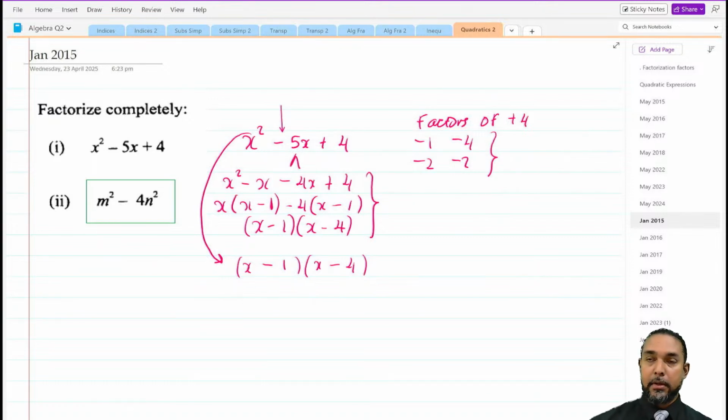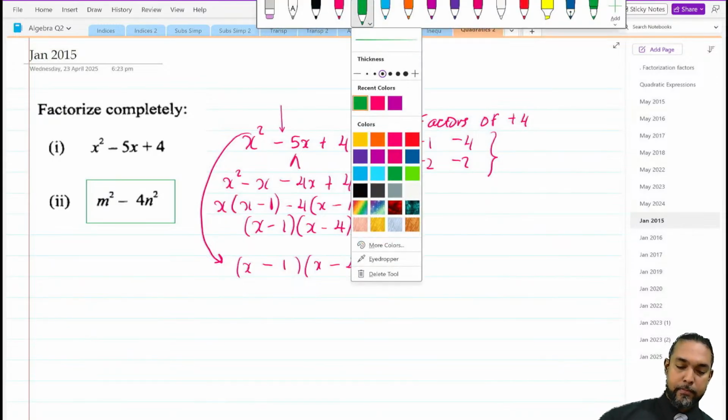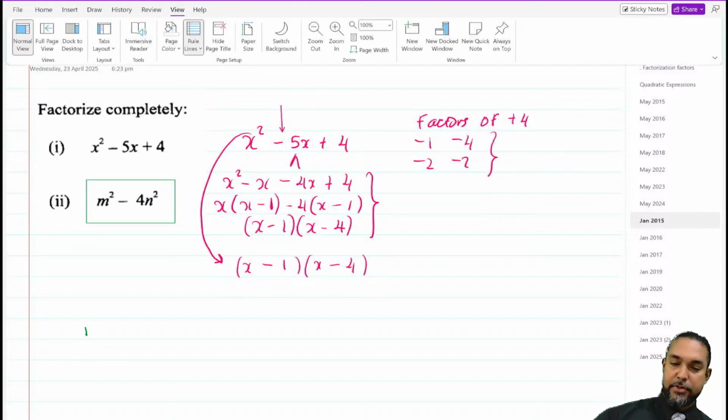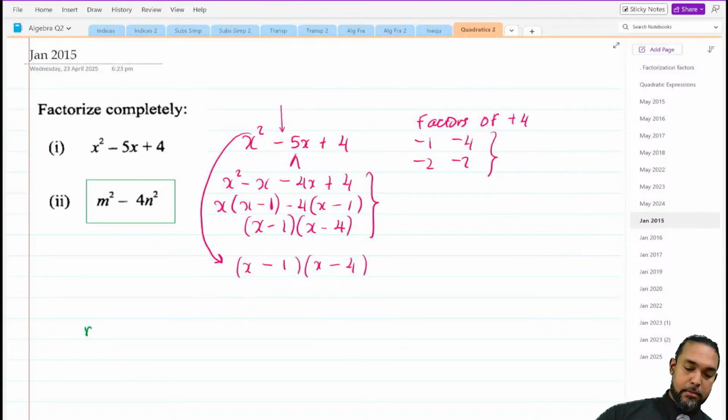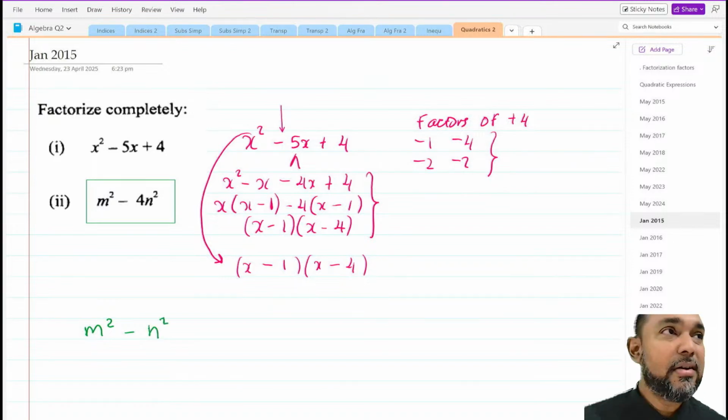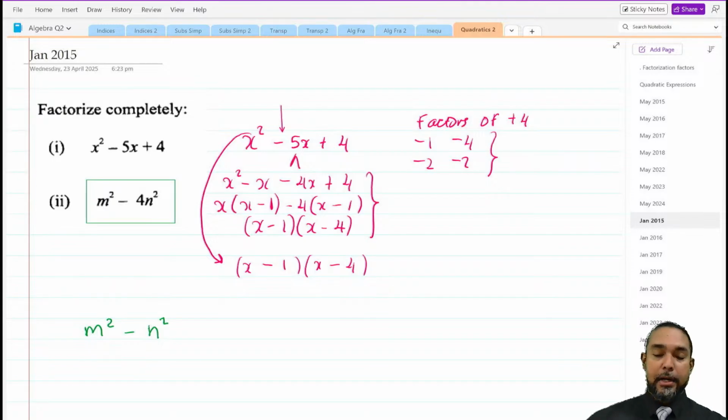Okay. All right, so this is January 2015. So we have m squared minus 4n squared. Let's make it a little simpler for now, right? m squared minus n squared. So you might be saying, okay, we can factorize this, it has no common factors. I'm going to show you something interesting.